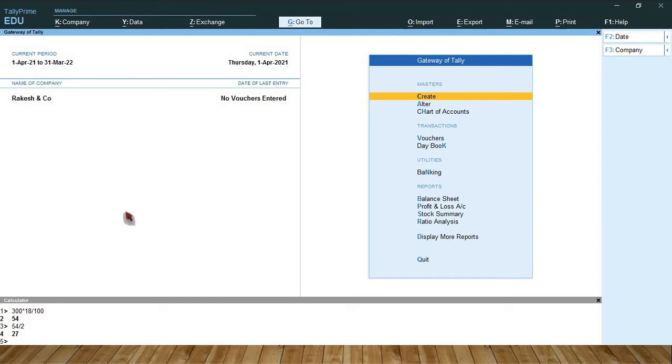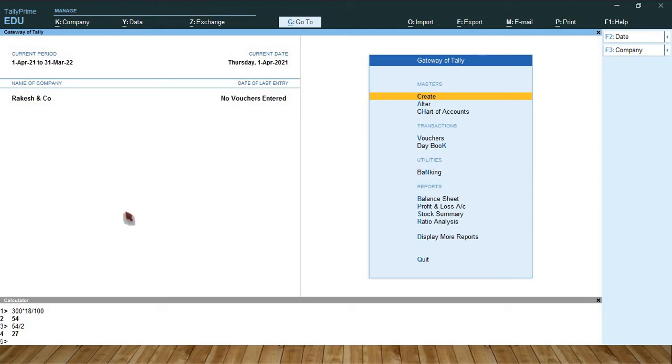Friends, today we will discuss how to enter bank charges with GST in Tally Prime. Nowadays bank charges come under the service category. All service charges come under GST. But in Tally, there is no option to show separate CGST and SGST in the bank ledger account. In the bank, they show the bank charges amount including CGST and SGST.